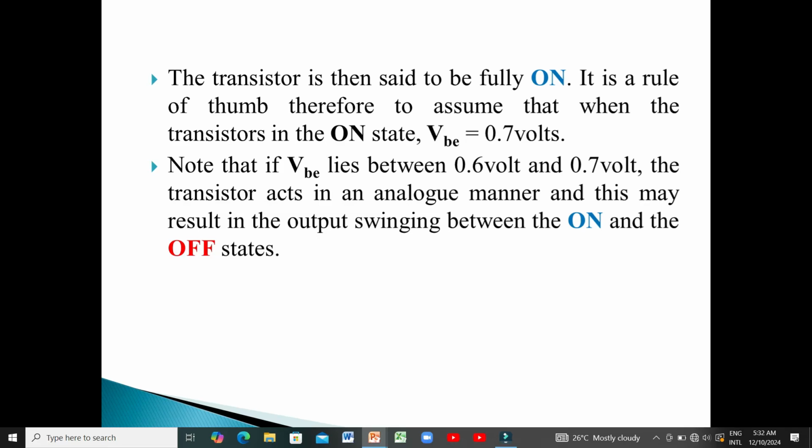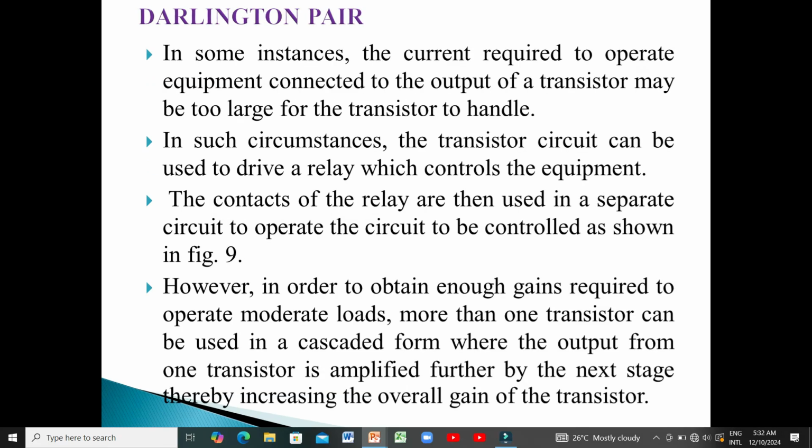It is a rule of thumb, therefore, to assume that when the transistor is in the on state, the VBE, that is the base emitter voltage, is equal to 0.7 volts. Note also that if VBE lies between 0.6 volts and 0.7 volts, the transistor acts in an analog manner, and this may result in the output swinging between the on and the off states.